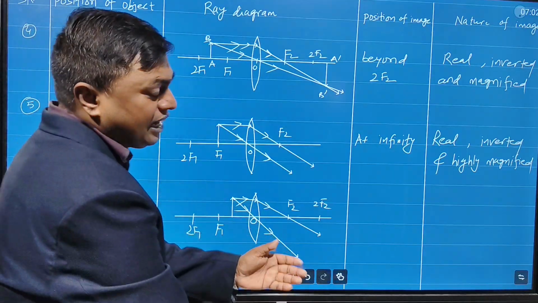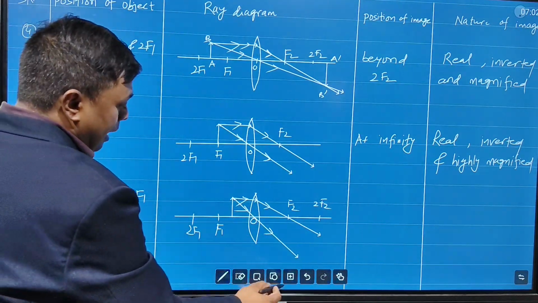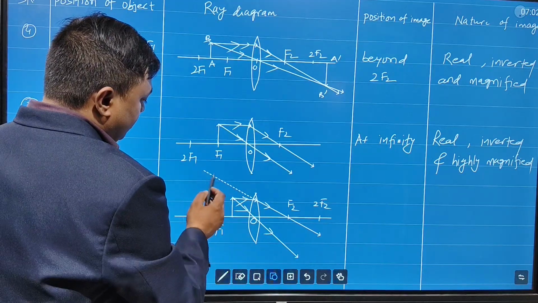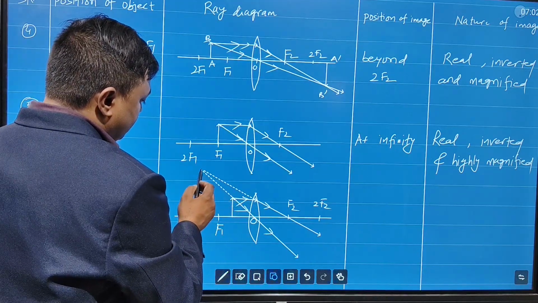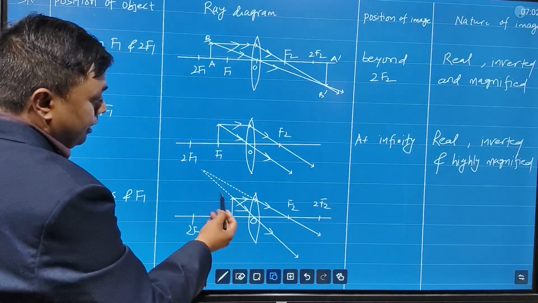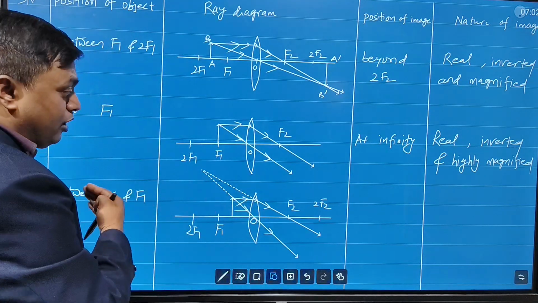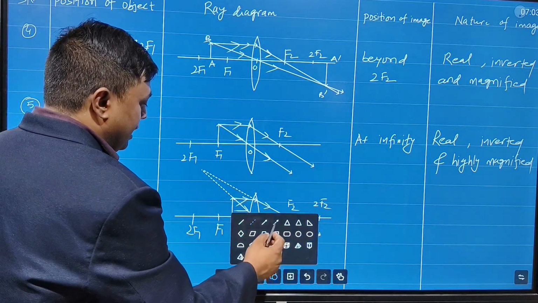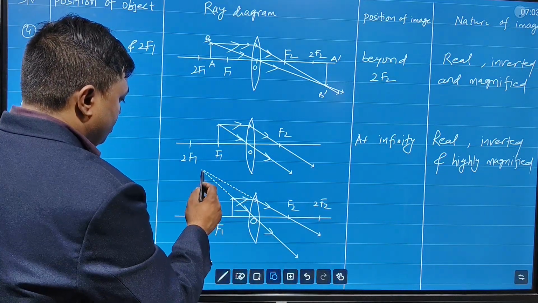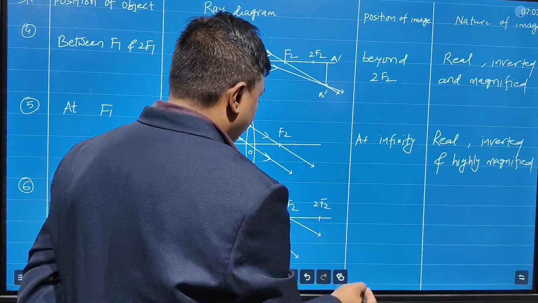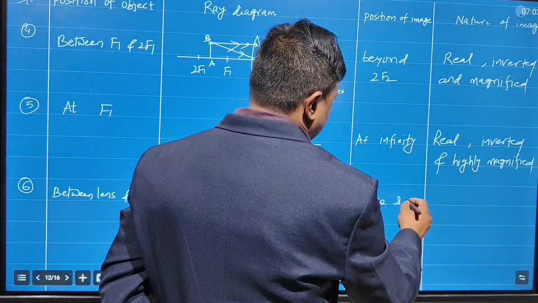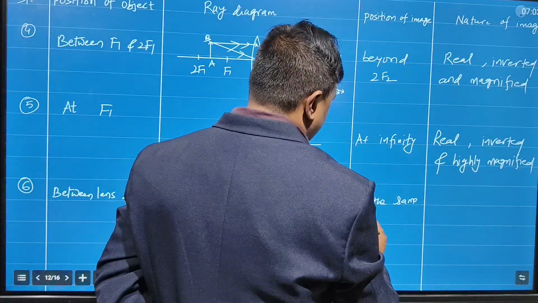So see, these light rays are diverging. So they will appear to meet once you produce them backward. You can see, they will appear to meet at a point on the same side of the lens where the object is. In this case a virtual and erect image is formed. This image is on the same side of the lens as the object.